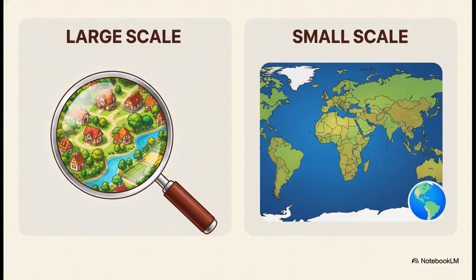Now here's the part that can trip people up, because the names seem backwards. A large-scale map actually shows a small area, like your town or village, but it shows it with a ton of detail. On the flip side, a small-scale map shows a huge area, like an entire continent, but with way less detail. Just remember it this way: large scale means large amounts of detail.